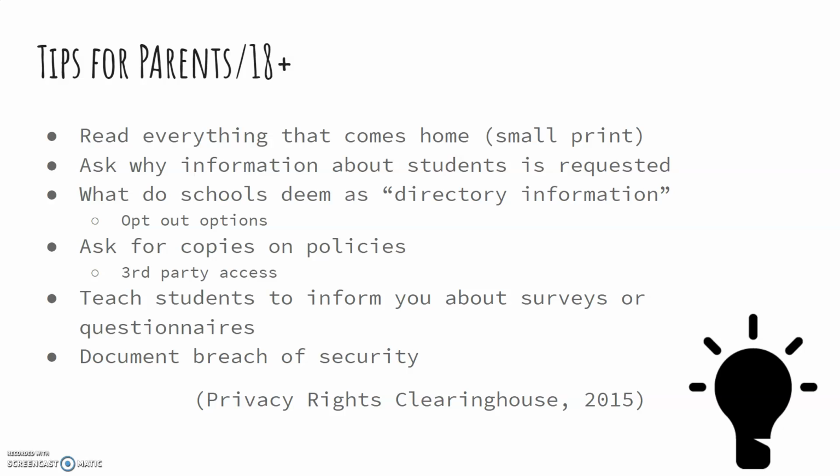Ask why information about students is requested, and what schools deem as directory information. While most of this is basic stuff, you just want to make sure you fully understand what that includes. And there are always opt-out options if you do not want that information to be disclosed. Make sure you ask for copies of policies. This might also include third-party access, just understanding how they're going to use that information.